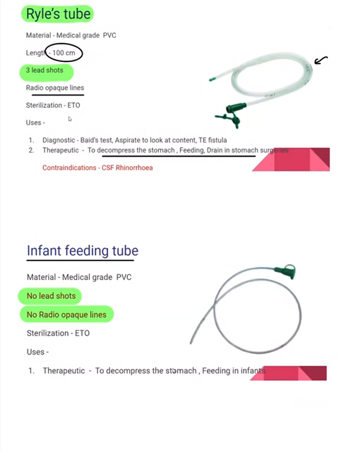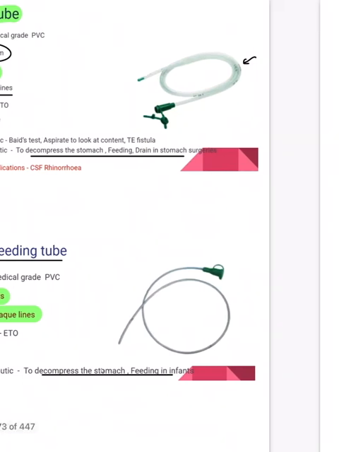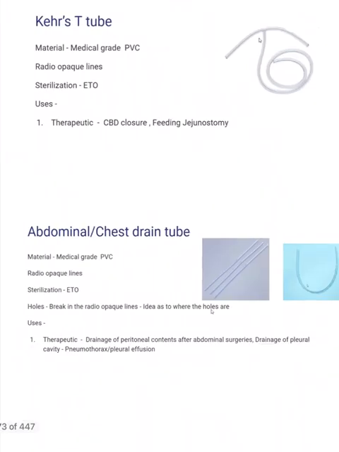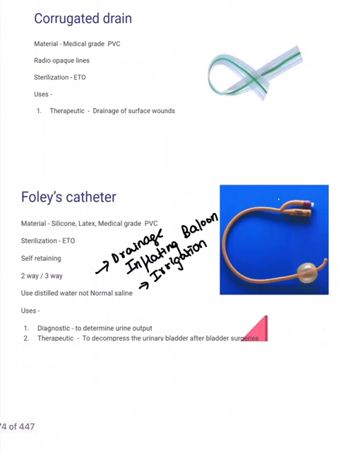So what is the use of Ryle's tube? To decompress the stomach. Infant feeding tube, again to decompress the stomach and feed the infant. Now Kehr's T-tube, guys, that is used for CBD closure when you have a bile duct injury. Then this is the abdominal chest drain tube, not so important.